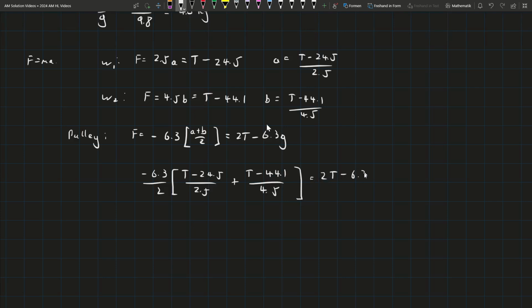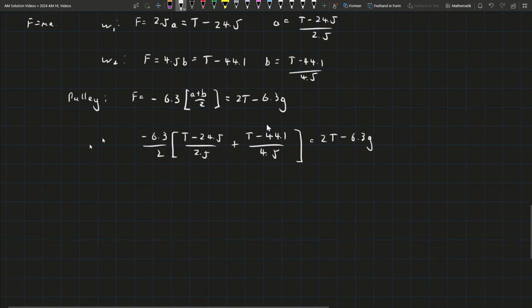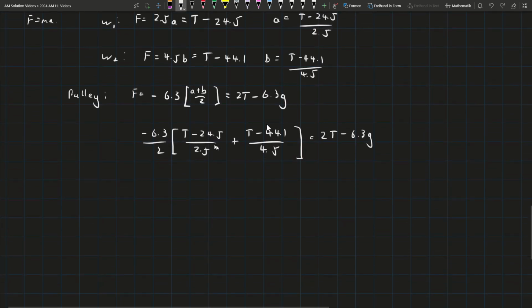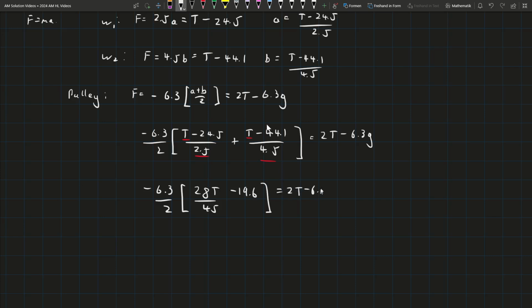equals 2T minus 6.3g. I'll multiply by 2 across, I guess, and then inside this bracket, I'm going to separate it. So T over 2.5 plus T over 4.5. I'm actually not going to do anything and just worry about the brackets for now. So when you add the T's together, the 1 over 2.5 plus the 1 over the 4.5, you'll get 28T over 45. And then when you do minus 24.5 over 2.5, minus 44.1 over 4.5, you'll get minus 19.6 when you do that. And it's still equal to 2T minus 6.3g.